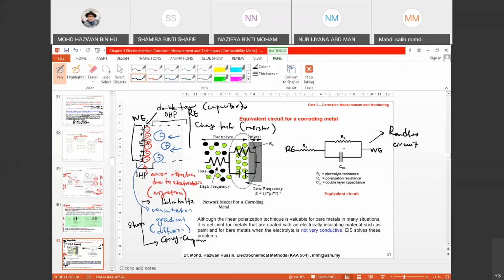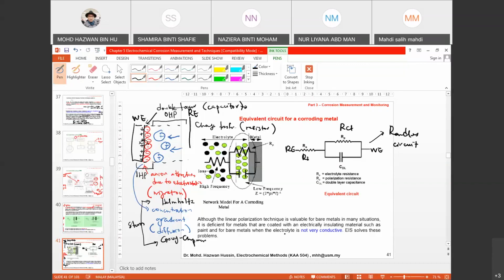Okay. So the information that you will get when you do the EIS for this kind of system, you will get RP or RCT. Mostly we call it RCT, but it's actually equal to RP as well: polarization resistance or charge transfer resistance. CDL is actually the double layer capacitance, and RS or RE is actually the resistance of solution or electrolyte resistance.